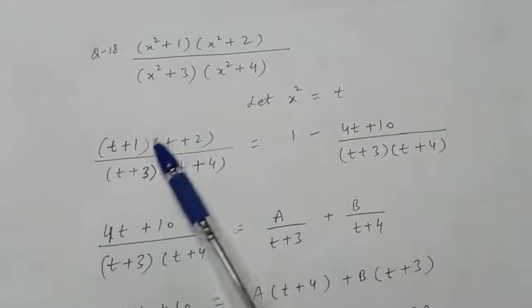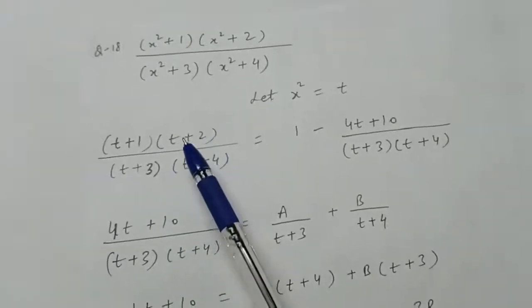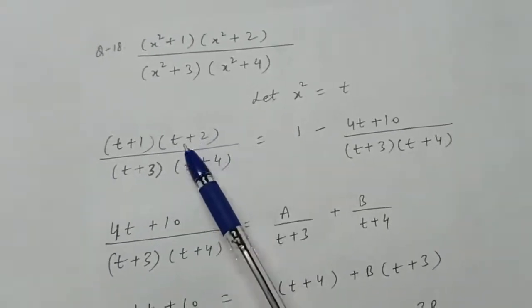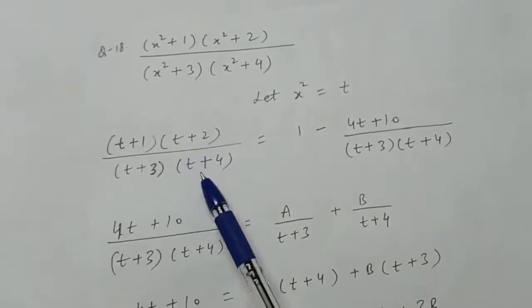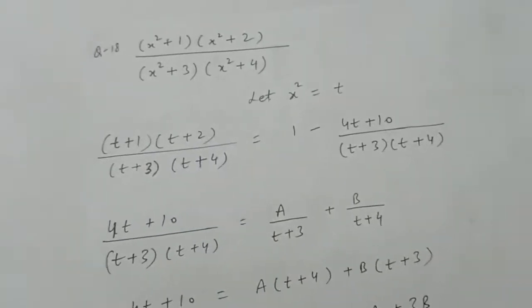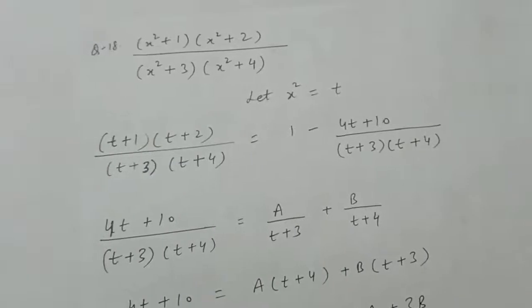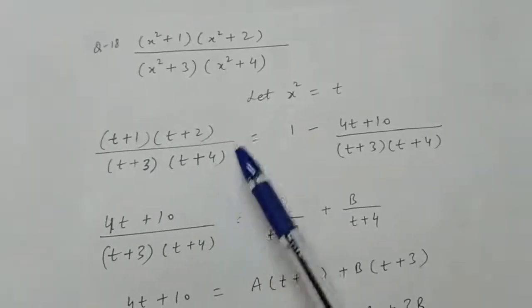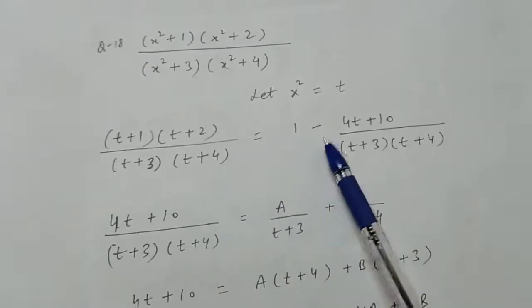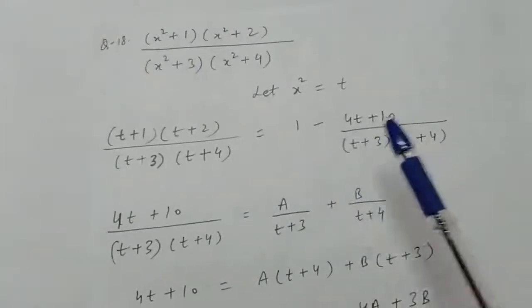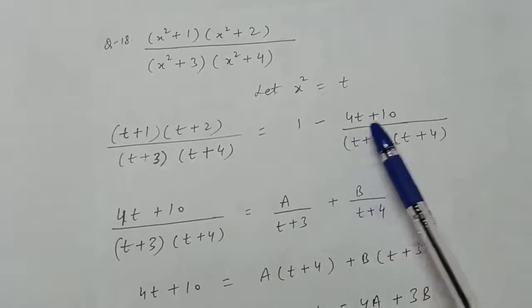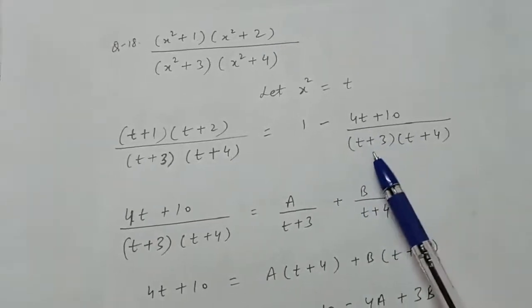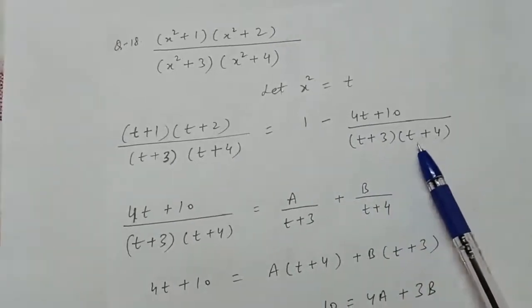Now this is an improper function. Why? Because the degree of the polynomial in the numerator is the same as the degree of the polynomial in the denominator, right? Therefore divide the numerator by the denominator, and when you divide it, you will get this as the result: 1 minus 4t plus 10 upon t plus 3 into t plus 4.